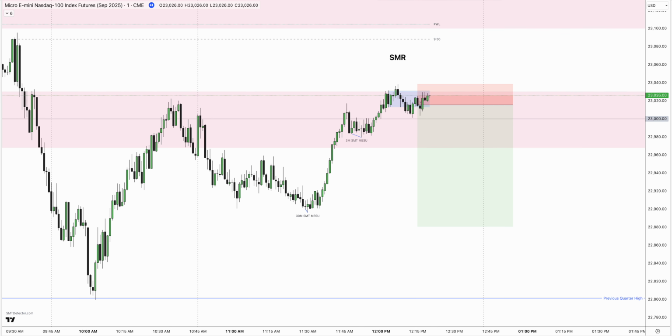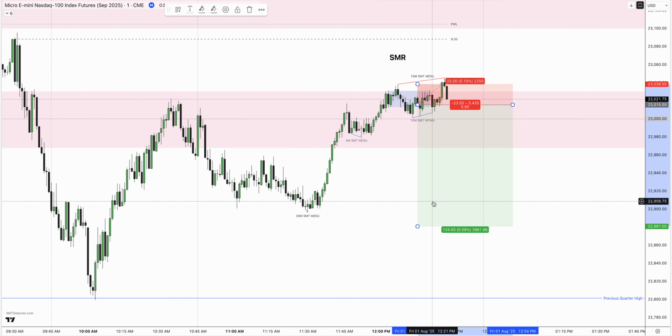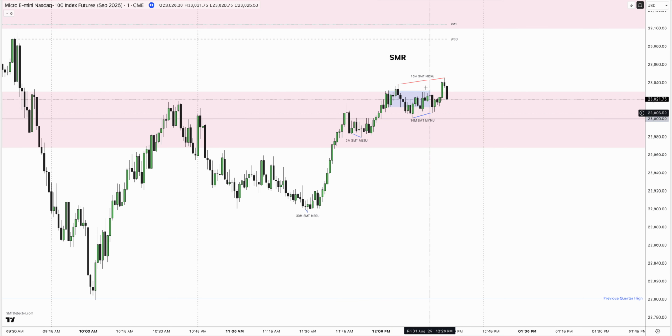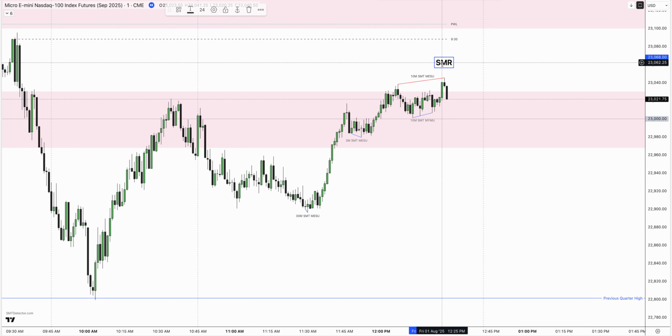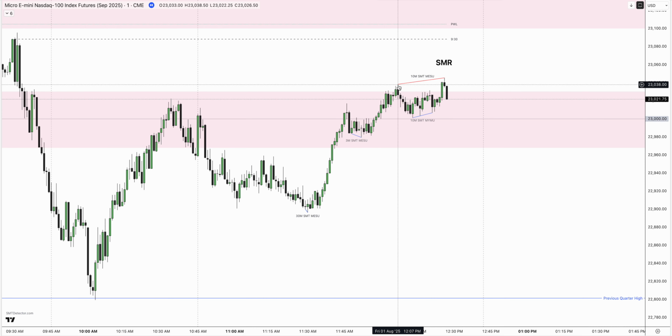And then what happens? Consolidate, we take out that high. Those shorts are dead. Everybody who got short there is stopped out. And now look at what happens. SMT at the SMR. This becomes the SMR, potentially.